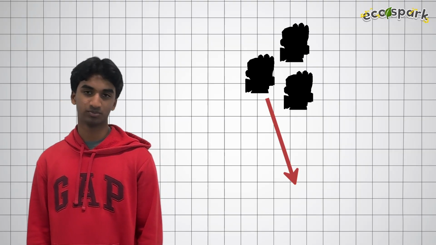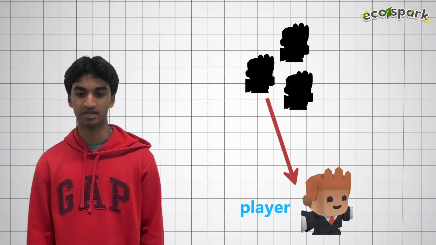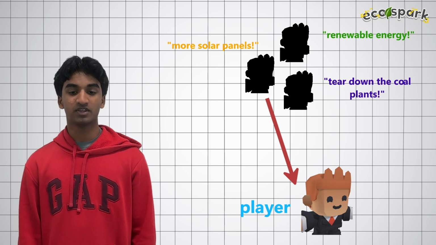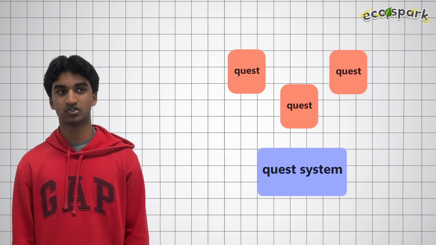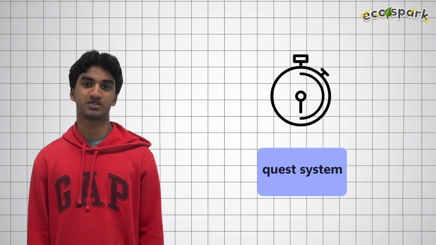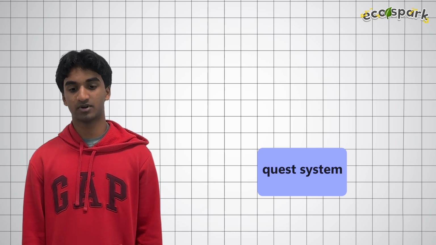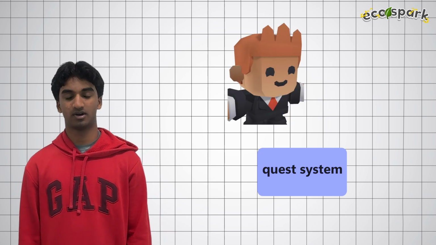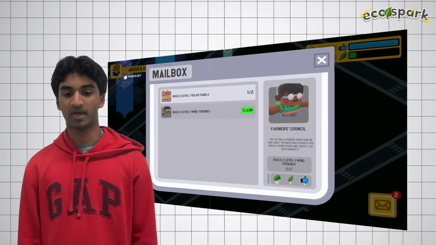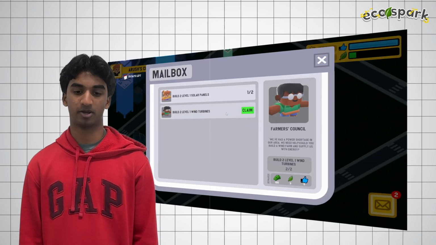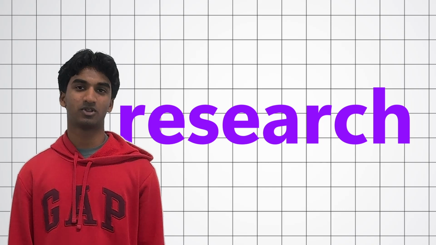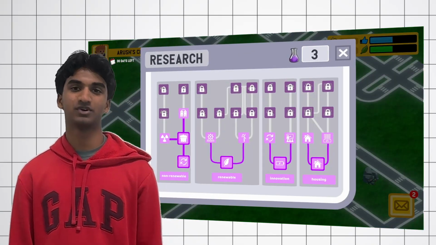Hi, I'm Arush. To keep the game moving, the city population will give the player random quests to complete in the form of contracts or requests. The game starts out with some pre-generated quests that are all stored in a quest system file, and then a stopwatch keeps the time since the last quest was given to the player. As the time goes on, the probability that a new quest will be assigned increases, and then eventually it'll get added to the mailbox.